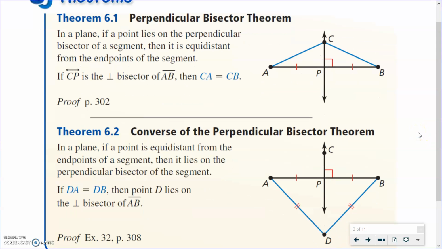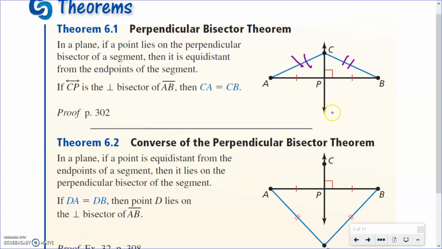The perpendicular bisector theorem says that if a point lies on the perpendicular bisector of a segment, it is equidistant from the endpoints of the segment, which means that CA is congruent to CB, because this is perpendicular and it's bisecting that segment. So those are the same.